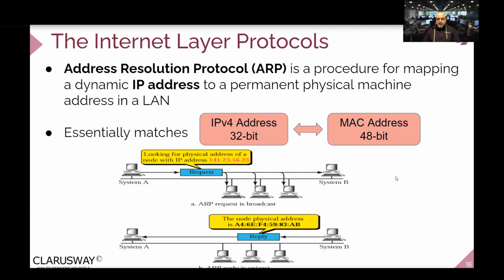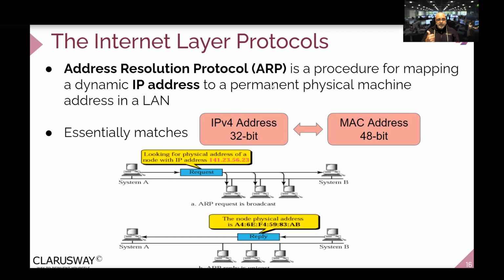So that's the other protocol that exists at the IP layer. Sometimes you might put a new device on the network, and you don't know what the MAC address is. So how do you get it? How can you find that out? Well, you use the ARP protocol to go and do that mapping between the two.